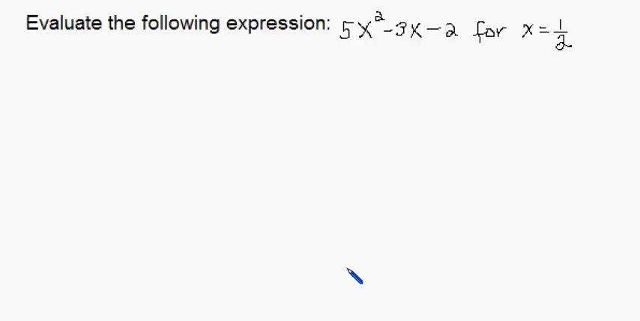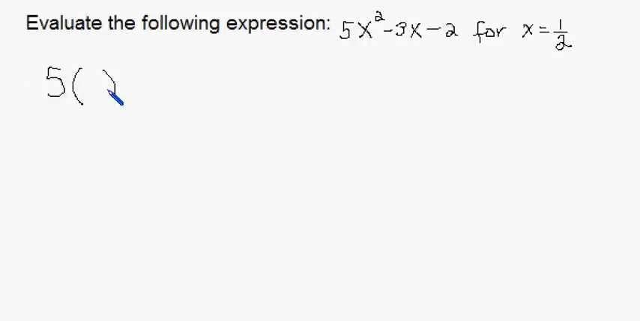Okay, so we're asked to evaluate the expression 5x squared minus 3x minus 2 for the x value equal to a half. So you notice that because x is a half, all we have to do is really substitute each x, this x here and that x, by a half. So let's do that.